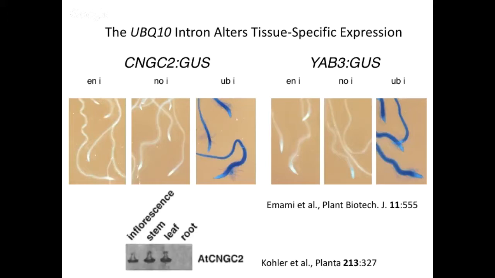This is just a Northern blot from the publication first describing this gene to show that these transgenic constructs really do reflect the fact that this gene is normally not on at all in roots. So introns can override that normal tissue specificity.